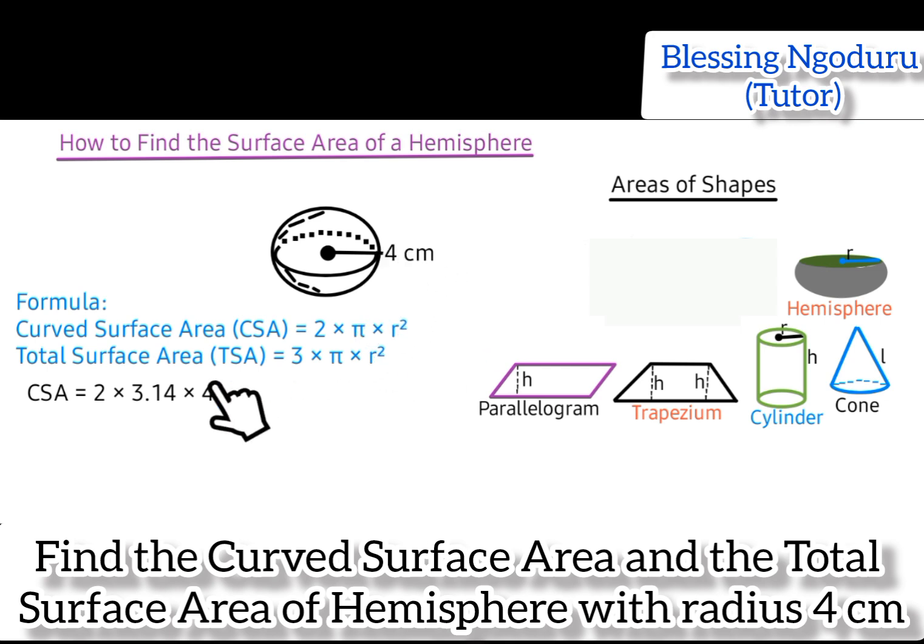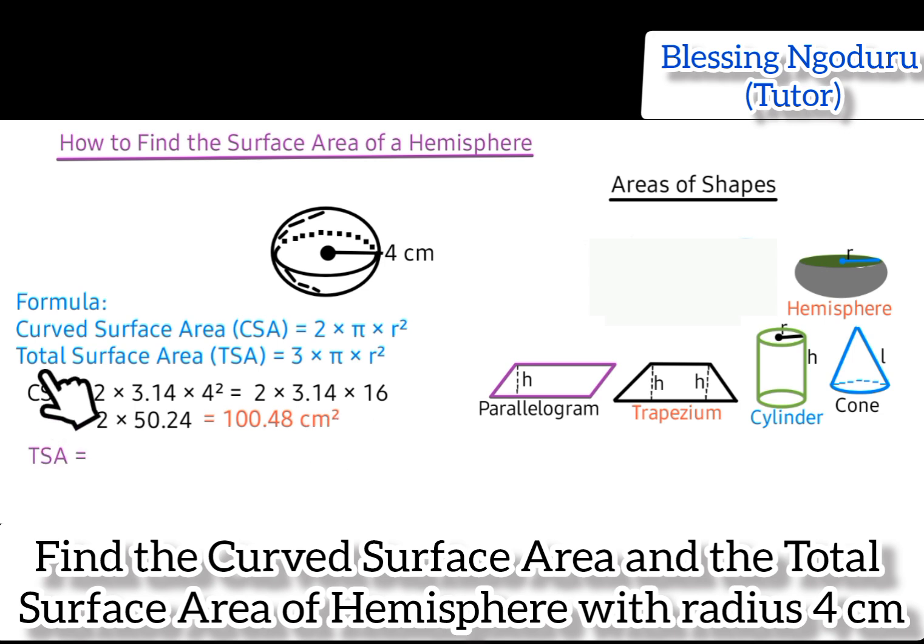R value is 4, so we have 4 square here. 2 multiplied by 3.14, 4 square 16. 2 multiplied by 3.14 multiplied by 16 gives 50.24. 2 multiplied by 50.24 equals 100.48. Therefore, the curved surface area of this hemisphere is 100.48 centimeters square.